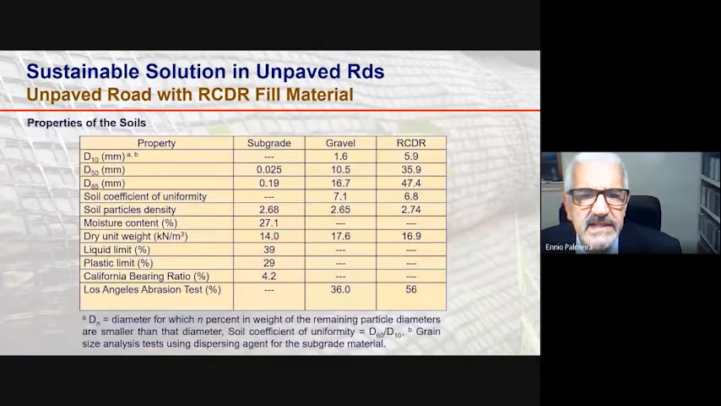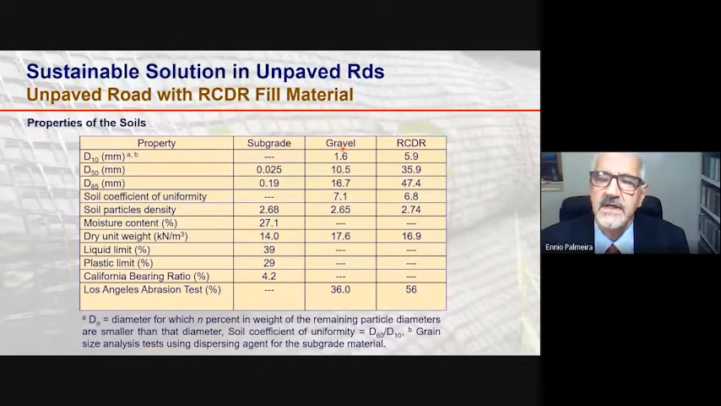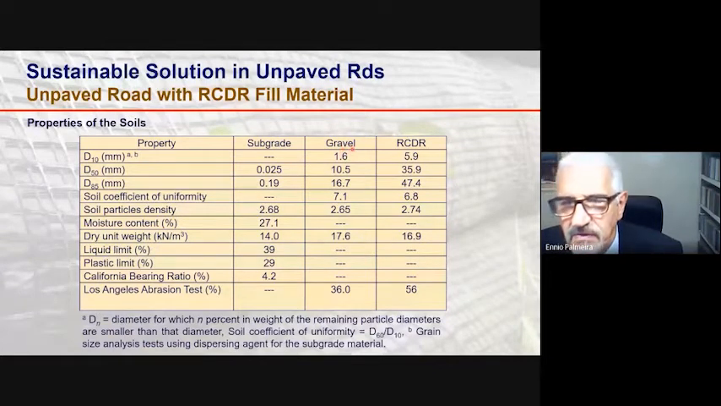So in this test, you see the properties of the soil used in this experiment, the subgrade material in terms of particle sizes, CBR 4.2, liquid limit, plastic limit, and two types of fill material used. In the first case, a conventional gravel layer. You see the properties of the gravel, and also in another experiment, the fill material consisted of recycled construction and demolition residues, and here you see the main geotechnical properties of these residues.